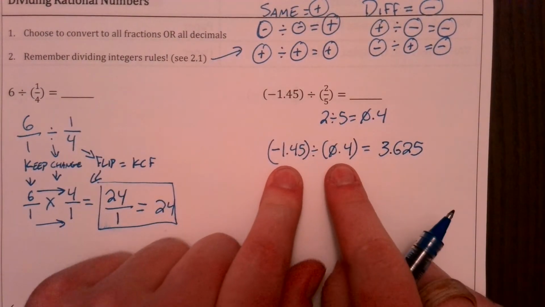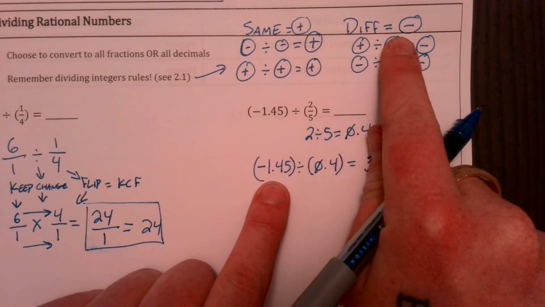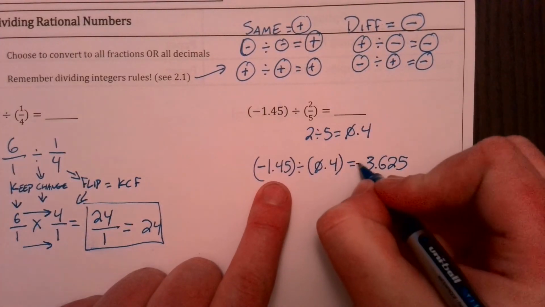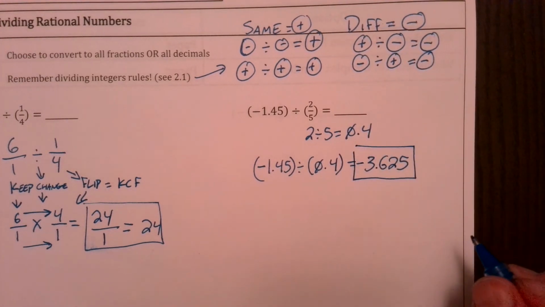Now here we have different signs. I have a negative divided by a positive. If I have different signs, my answer is negative. So I'm just going to put a negative sign on the front. Negative 3.625.